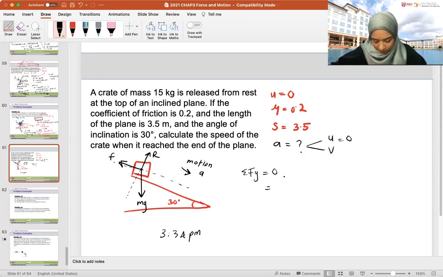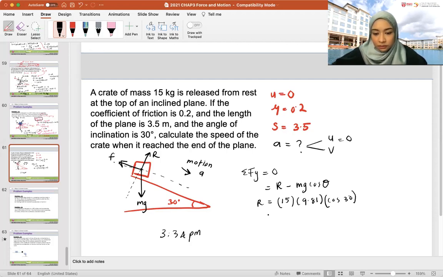Okay. So what's your equation, Syafiqah? R minus mg cos theta. Cosine theta. Okay. And solve for R. R equal to 15 times 9.81 cos 30. Okay. What's your answer? R equal to 127.44. Yeah. Okay. Thank you.